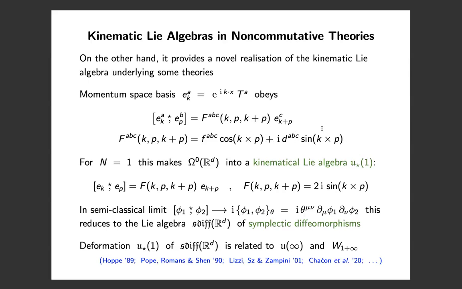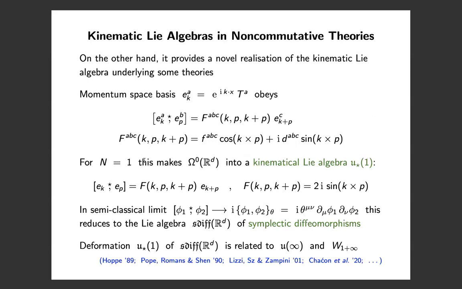Again, in the commutative limit, theta goes to 0. This sine will just be equal to 0, this cosine will just be 1, and you'll get the usual Lie algebra factorization with no momentum dependence.